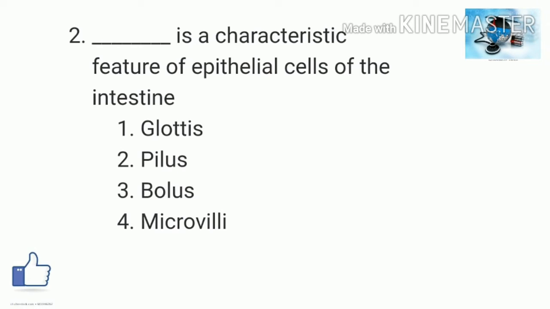Question number 2. It says that dash is a characteristic feature of epithelial cells of the intestine. Option 1 glottis, option 2 pilus, option 3 bolus, or option 4 microvilli. So the correct option is option 4 microvilli, as the microvilli is the outer protection for villi which is present on the intestine, or which is a part of the intestine. So the correct option was 4 microvilli. So here we go on to the next question, question number 3.